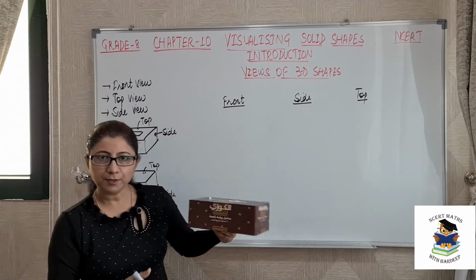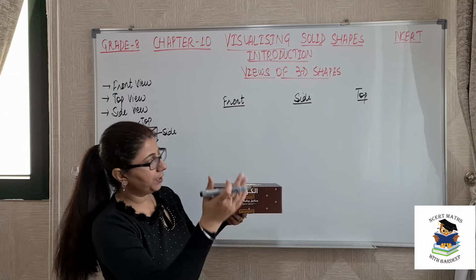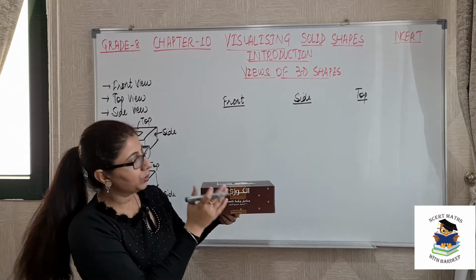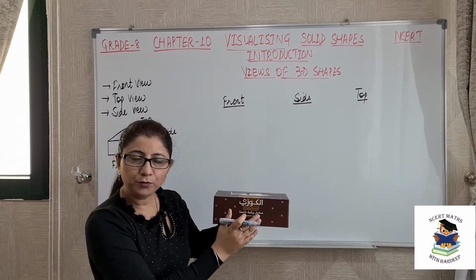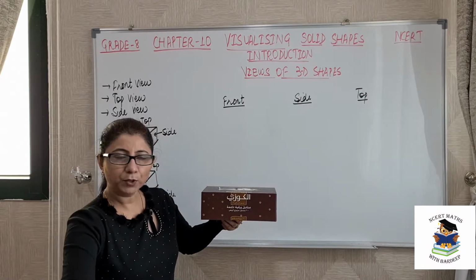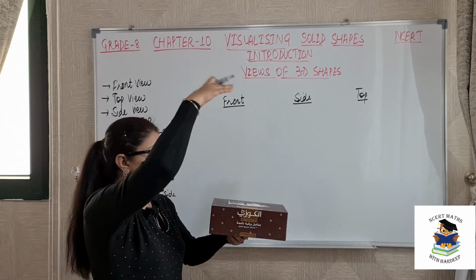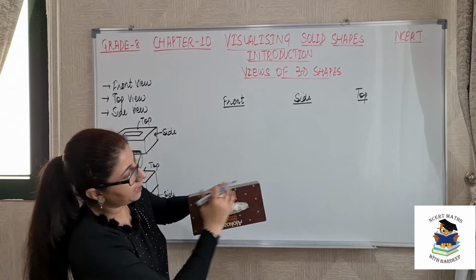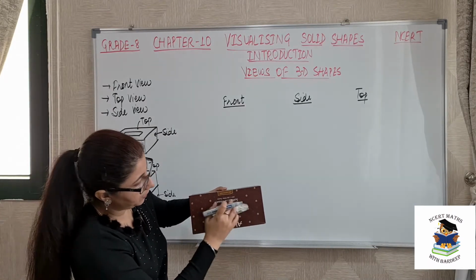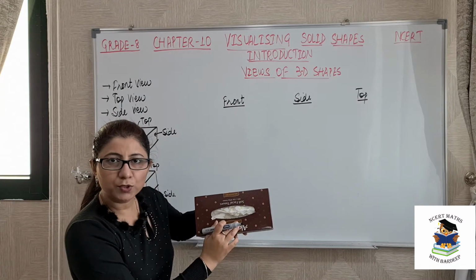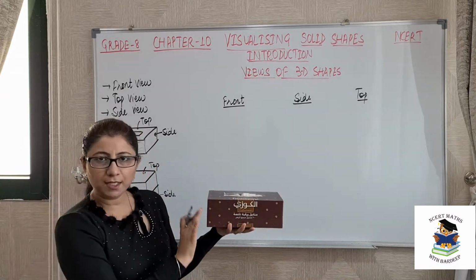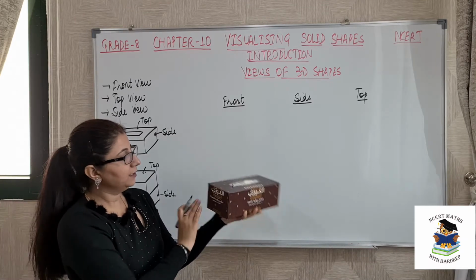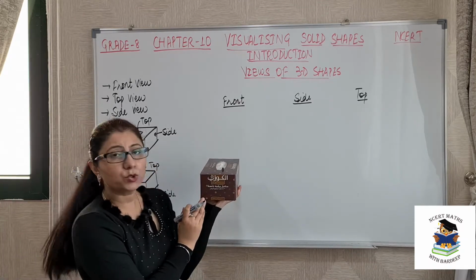Suppose I am keeping this on this side and you are looking from the front. So this rectangle will appear to you. So this rectangle will be the front view from your perspective. If the same box is seen from the top, that means the user is looking like this, from your side, then the shape will be this rectangle plus this hole is also there. But if the same tissue box is seen from my side, that is from this side, then the object will look like this square.